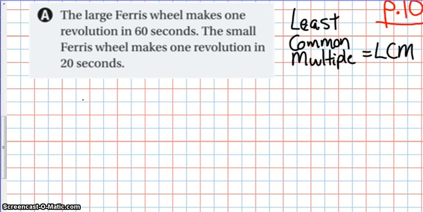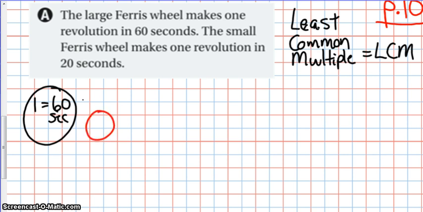The large Ferris wheel makes one revolution in 60 seconds. So the large wheel, 1 equals 60 seconds. The small wheel makes one revolution in 20 seconds. So we have a small wheel that makes one in 20 seconds. When are they both going to be back at the bottom? If I start here on the small wheel and I start here on the large wheel, how much time will it take for both wheels to be back at the same position?